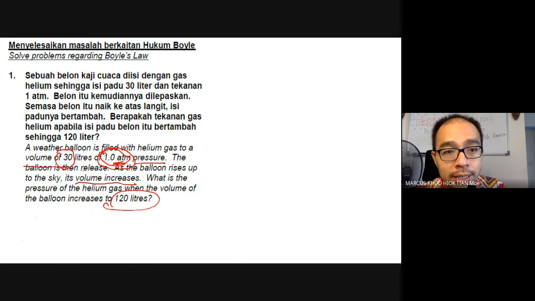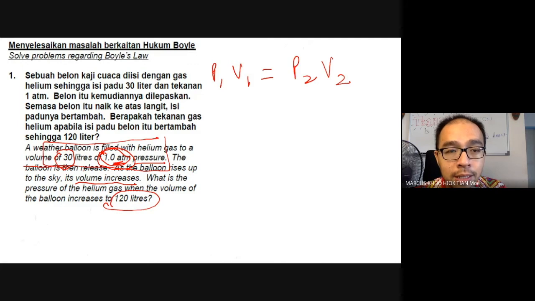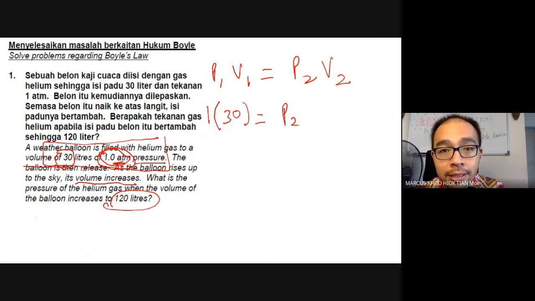So we list down. We know that the formula is P1V1 equals P2V2. This is situation 1 because the question gives 30 liters at 1 atmospheric pressure. So P is 1 and V is 30, equals to, and then they ask here, what is the pressure? So you want to find the second pressure. But the volume has increased to 120 liters.